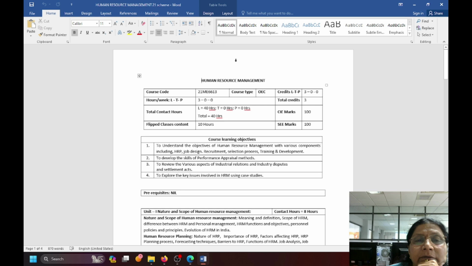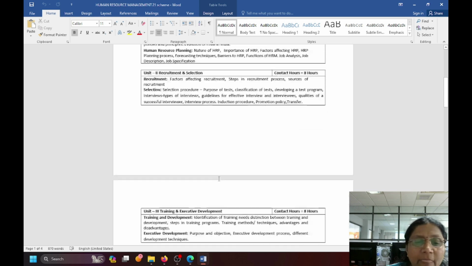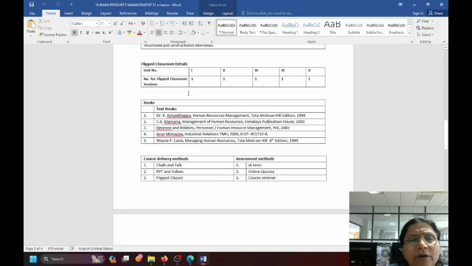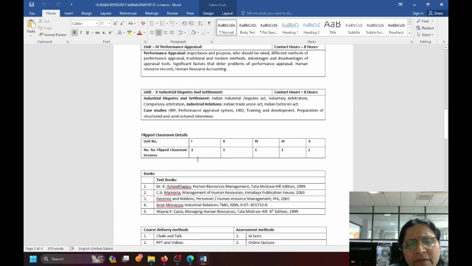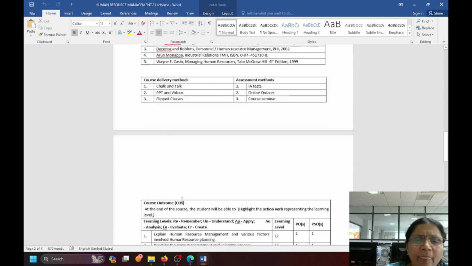course, and the code is 21ME6613. As you already know, the textbooks are mentioned in the syllabus. You can go through Ashwathappa, Memoria, Robbins, Monappa; all these are very good books, and most of the content of the syllabus is available in Ashwathappa and Memoria also.